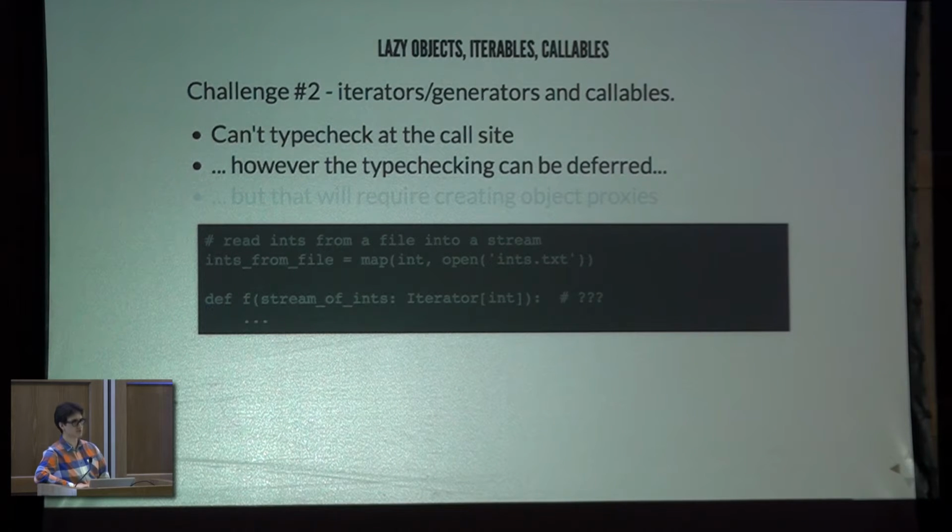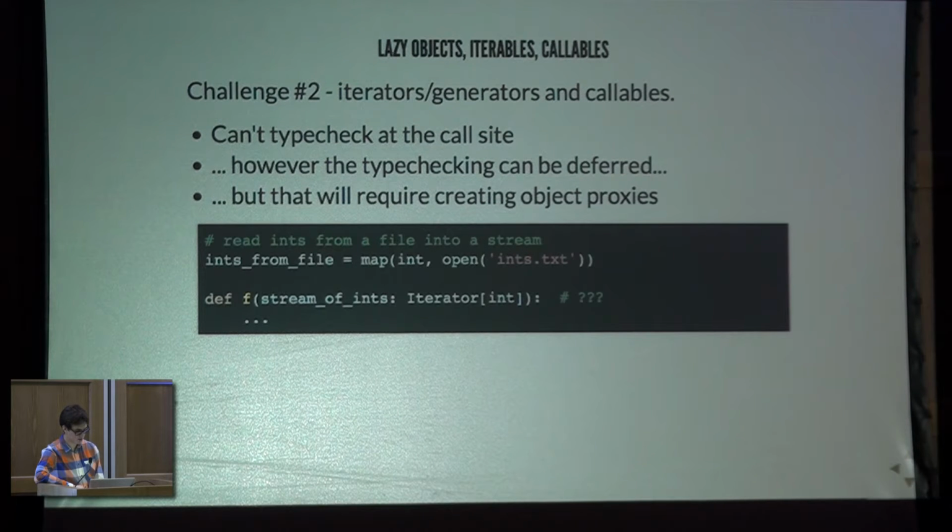You can say, okay, we can take an iterator and provide you a fake iterator that actually injects the type check into it, but then that gets very complicated very fast. And this will require creating object proxies for like everything. That's just an example. Maybe your object is a stream of ints from a file, and your function requires an iterator of ints. So what do you do?